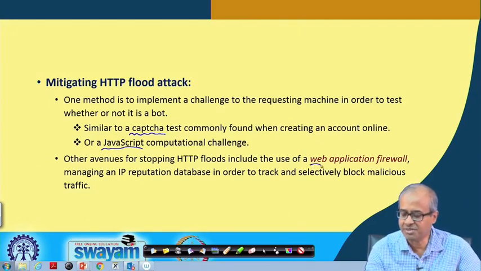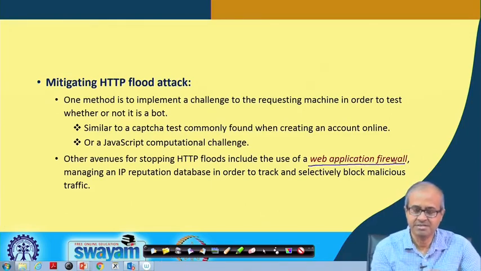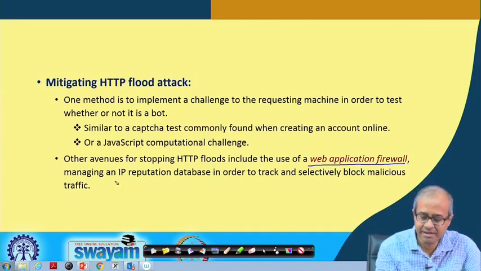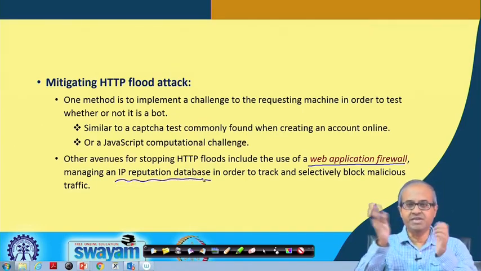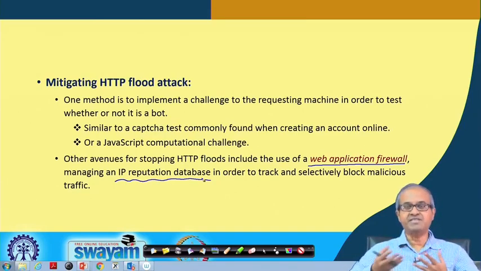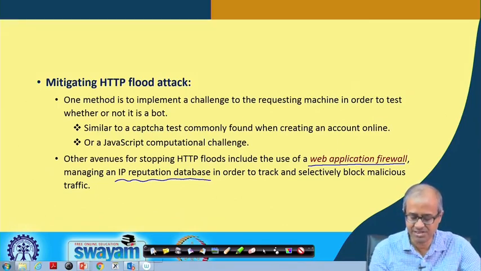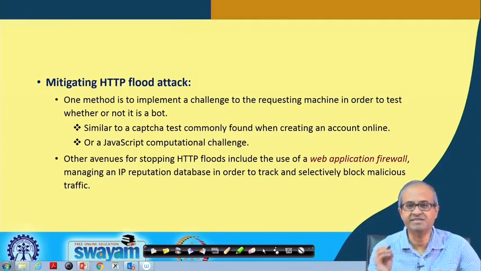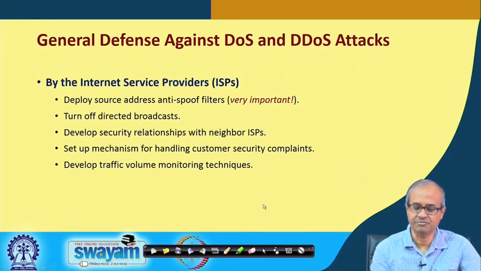And the other thing is that you can use some kind of a web application firewall, okay. And this firewall can maintain a reputation database of which IP addresses are trustworthy and which are suspect, depending on past history and reputation. So, whenever such a request comes, you can check against the database whether it is coming from a reliable source or a source which you do not trust that much. Okay. These are some ways in which this kind of distributed attack can be at least reduced, not eliminated, reduced.